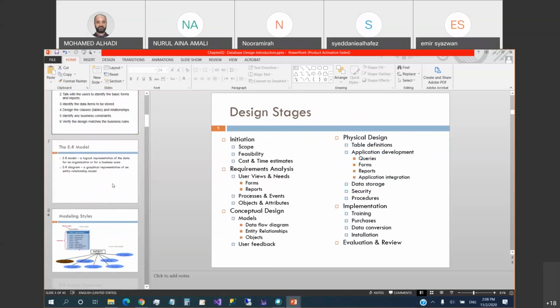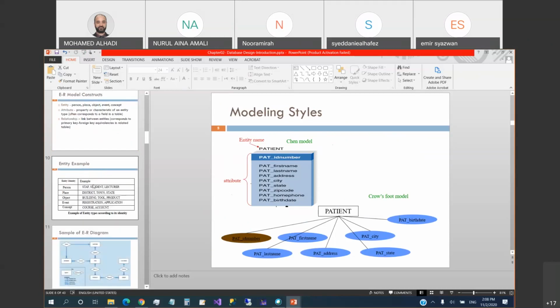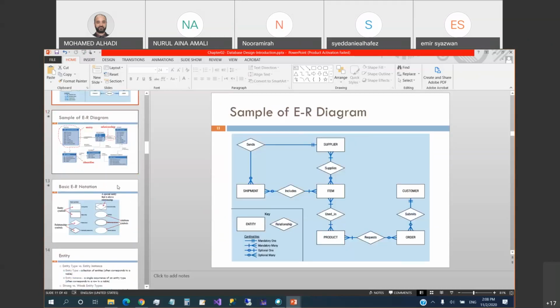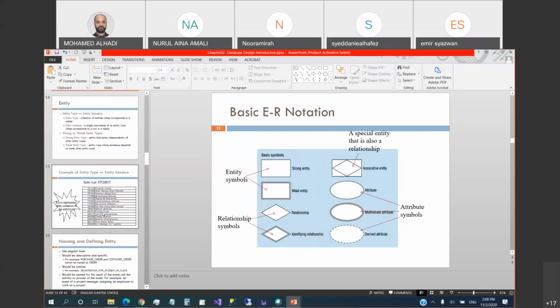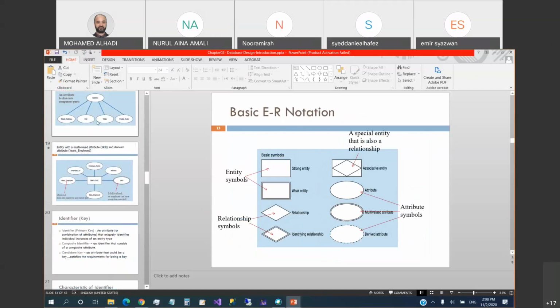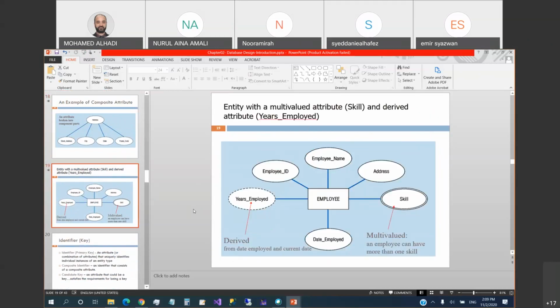Here, if you remember, we have something called modeling styles. In the modeling styles, we have two types: the Chen model and the crow's foot model. We also took some samples of entity relationship diagrams and learned the notations that are standardly used for them. And we learned how to create composite attributes, calculated or derived attributes, and multi-valued attributes.